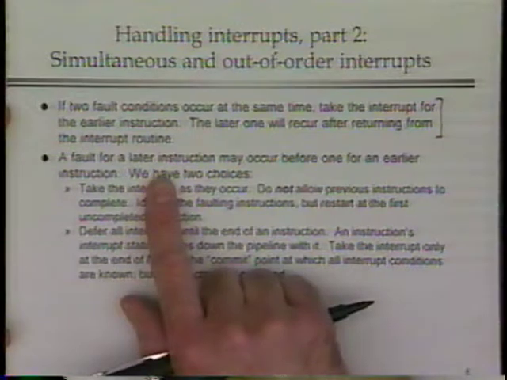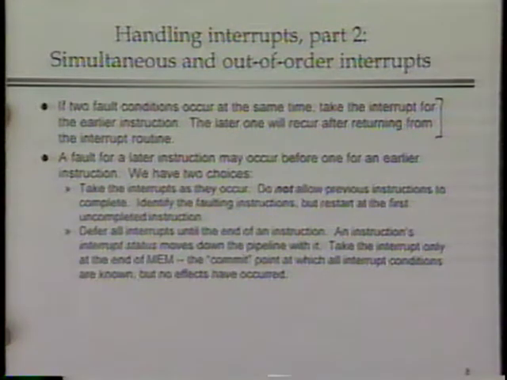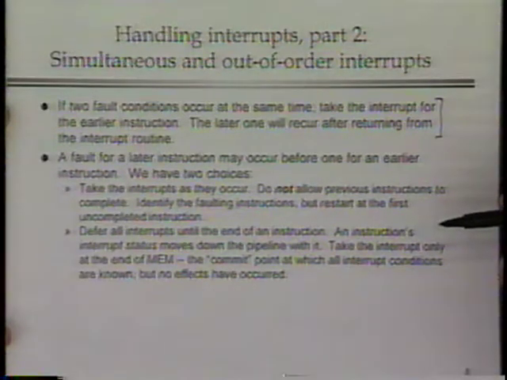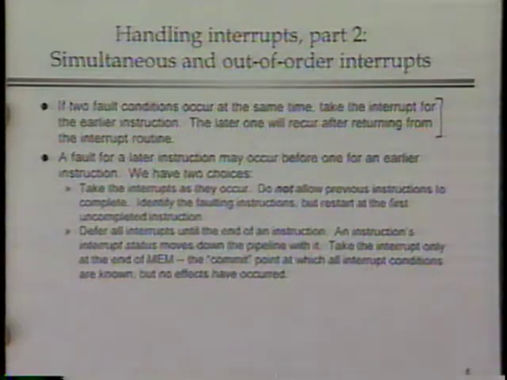Well, what happens in the harder case, where a fault for a later instruction occurs before one for an earlier instruction? Well, we can do two things. One is we can take the interrupts as they occur. You can stop the previous instructions which have not completed. You can process the fault in the instruction that's faulting and then restart at the first instruction that didn't complete.